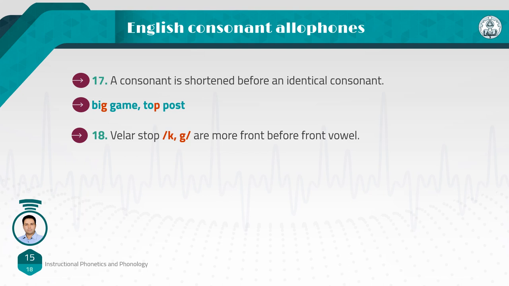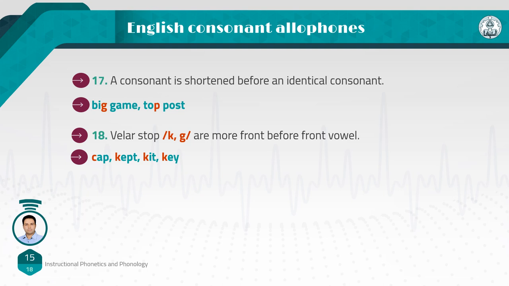18. Velar stops, K and G, are more front before front vowels. Cap, kept, kit, key. Velar stops, K and G, are more front before front vowels. A is a front vowel, not a back one. So when I say "cap", this K is more front. E again is a front vowel. When I say "kept", this K is more front. When I say "kit", again E is front. So K becomes front.